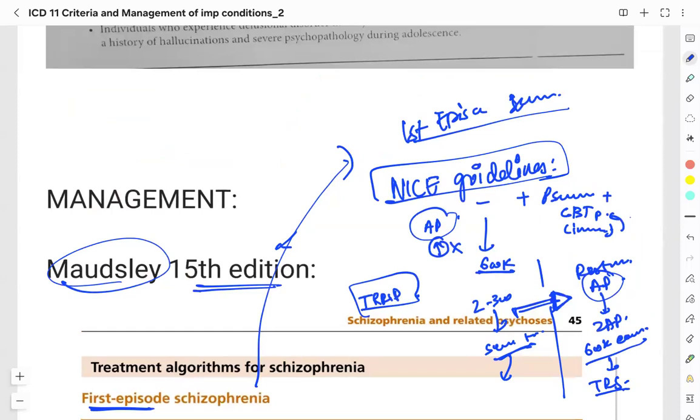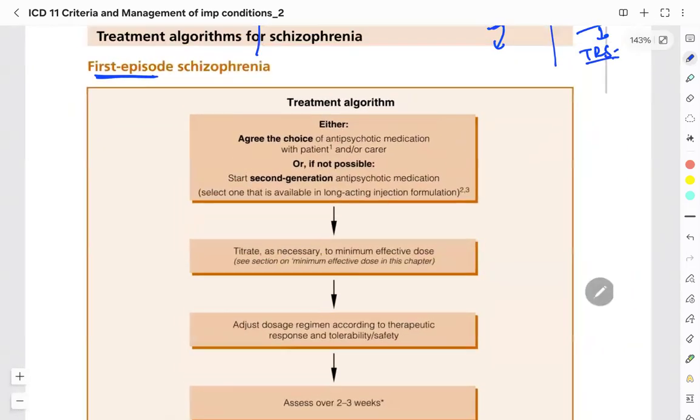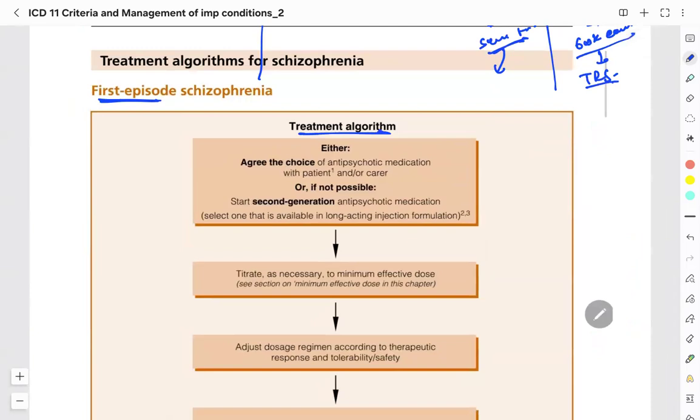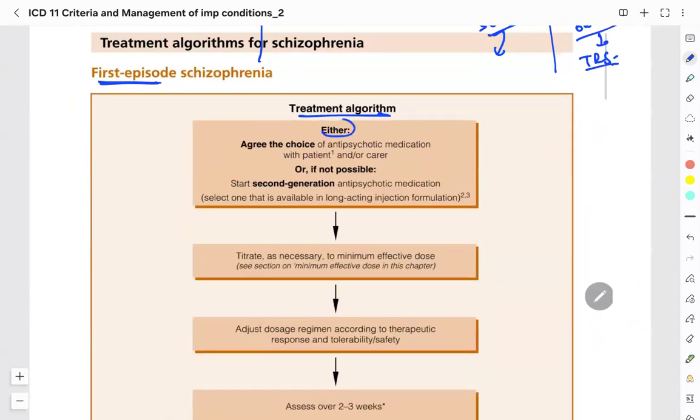You said that psychoeducation is one of the most important things, which is actually given in the NICE guidelines. In Maudsley's guidelines, the treatment algorithm has two things: either agree the choice of antipsychotic medication with the patient or carer, or, if they cannot take the decision, you're the doctor, you have to take the decision. Then you start the patient on a second generation antipsychotic medication.